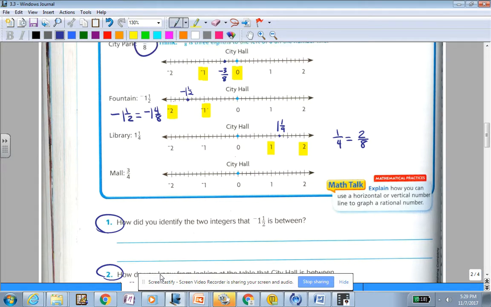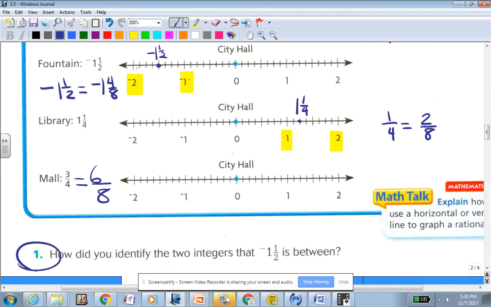3/4. What's 3/4 in eighths? 3/4 in eighths is 6/8. So I've got to plot it. We almost forgot about that one. And we remember that 3/4 was going to be between, if you remember, what two numbers? 0 and 1. And we know it's equal to what 6/8 would be. So we know that this is 1/8, 2/8, 3/8, 4/8, 5/8, 6/8, and 6/8 is 3/4.